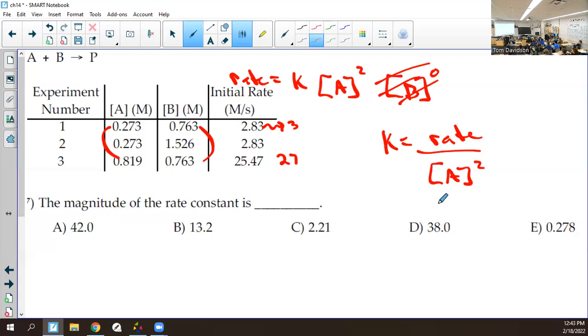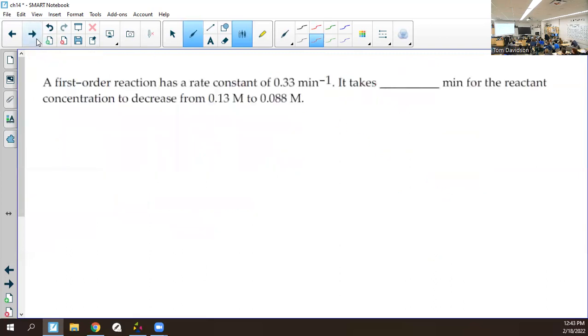And what does that end up being? I don't know. 38. Ish. Good enough for the people I date. All right, next. Yeah. We just did one. This is integrated rate law, so I'm going to move on.